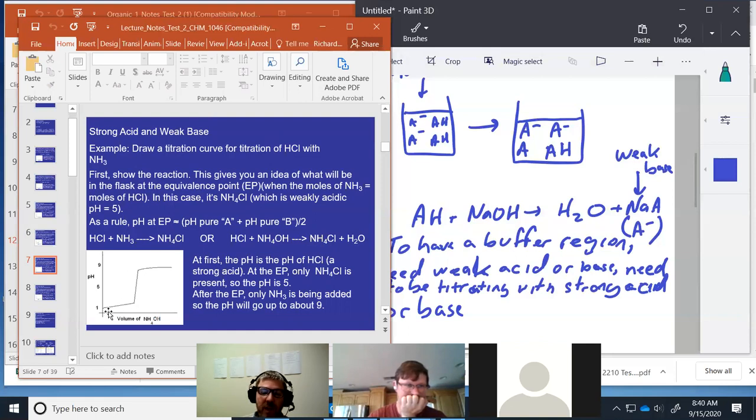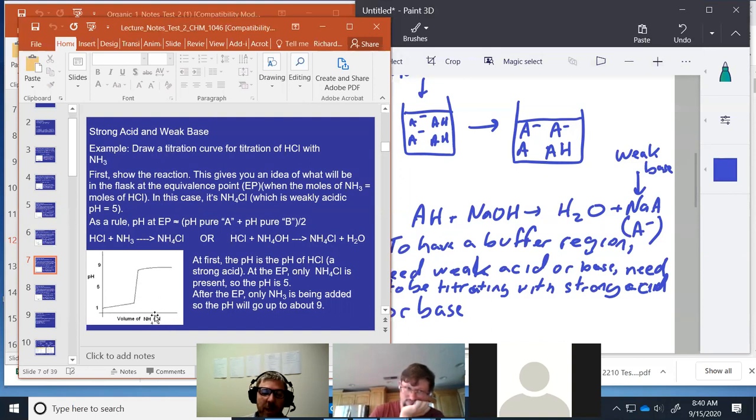The point is we're starting out at a pH of 1 because we're titrating HCl with the NH3. So the HCl is in the flask and the NH3 is in the burette. So we're starting out at pH of 1. The NH3 being a weak base is going to end up at a pH of 9, which means that our equivalence point pH is going to be 5. And so we get that same curve there, volume of NH4OH.